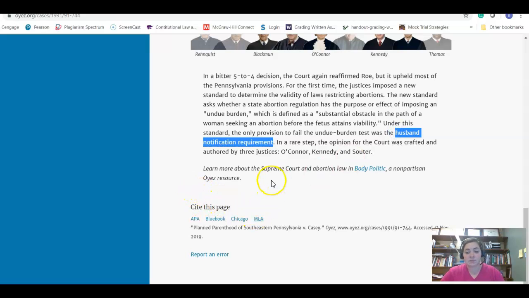Because we don't know what other people's marriages are like. She may have been raped by her husband. He may be controlling. He may have thrown away her birth control and forced her to get pregnant against her own will. There are a lot of dynamics and factors that impact a woman's decision to carry a pregnancy to term. And so this is an undue burden here.